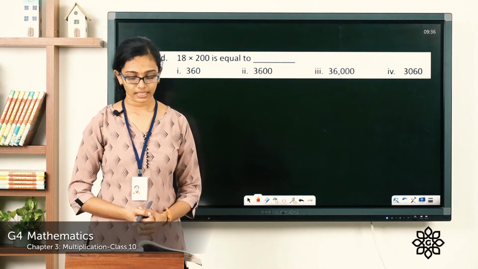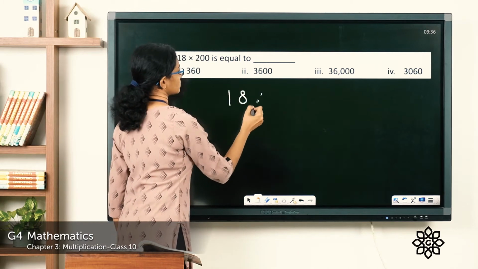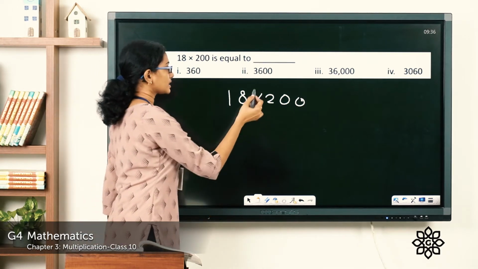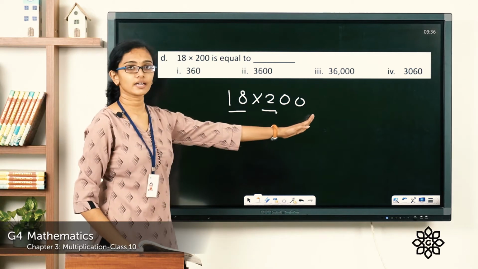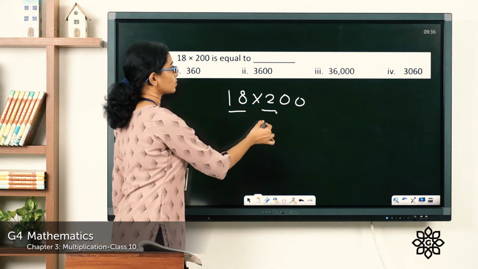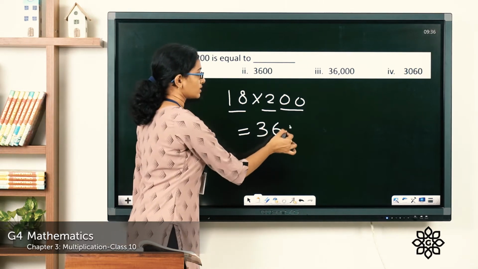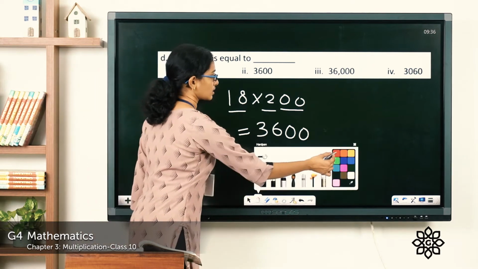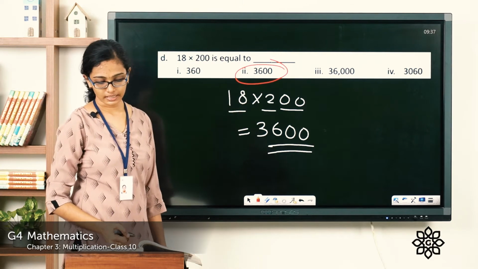18 into 200 is equal to. So this 18 into 200 you have. 200 is a multiple of 100, right? So it's enough that we find the product of 18 into 2 first, then insert the 2 zeros at the right end of the product. So what is 18 into 2? 18 into 2 is equal to 36, and you insert those 2 zeros here and you get the final product. So that is 3,600, which is option 2. Let's see the next question.